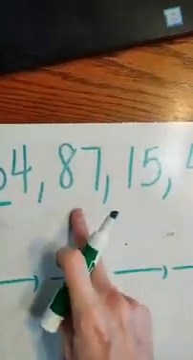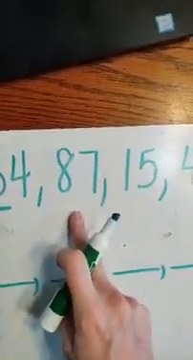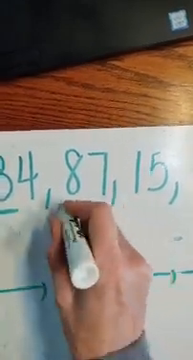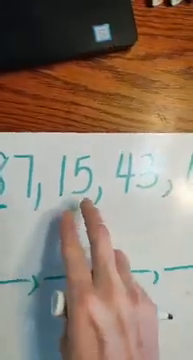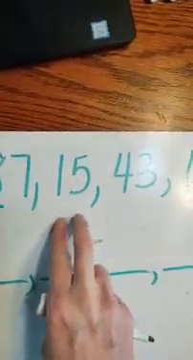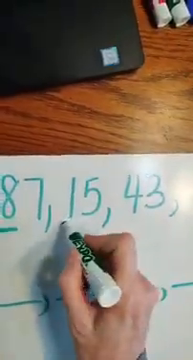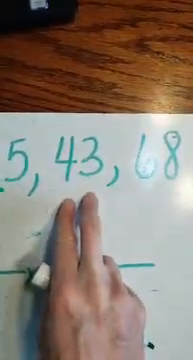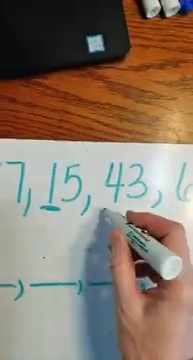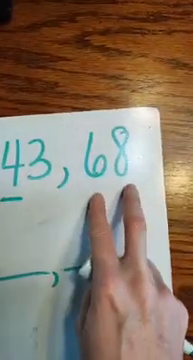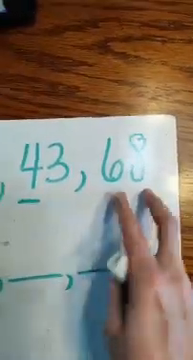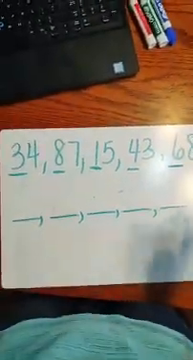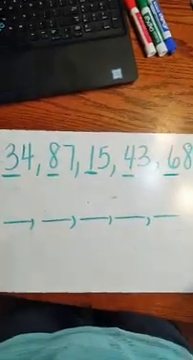What about on 87? Which number is in the tens place on 87? Yes, 8. Very good. Which one's in the tens place on 15? Good job, the 1. Which one's in the tens place on 43? Yes, the 4. What about 68? Yes, the 6. So I have my tens places underlined. I have the numbers I need to look at.